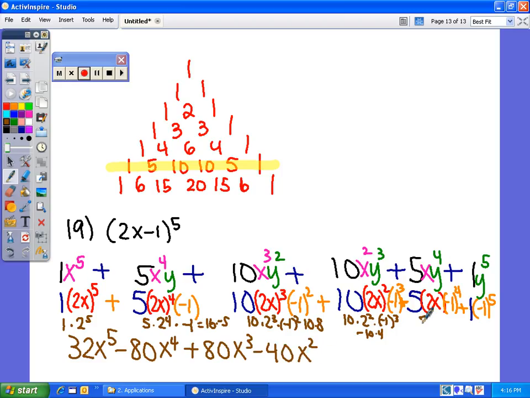Alright, next one. I have 5 times 2 times -1 to the fourth. -1 to the fourth is 1. Times 5 is 5. And 5 times 2 is 10. The last one is 1 times -1 to the fifth. That's just simply -1. So my expansion is 32x, -80x to the fourth, 80x to the third, -40x squared, 10x, and -1. And now I just add them all together. And there is my answer.